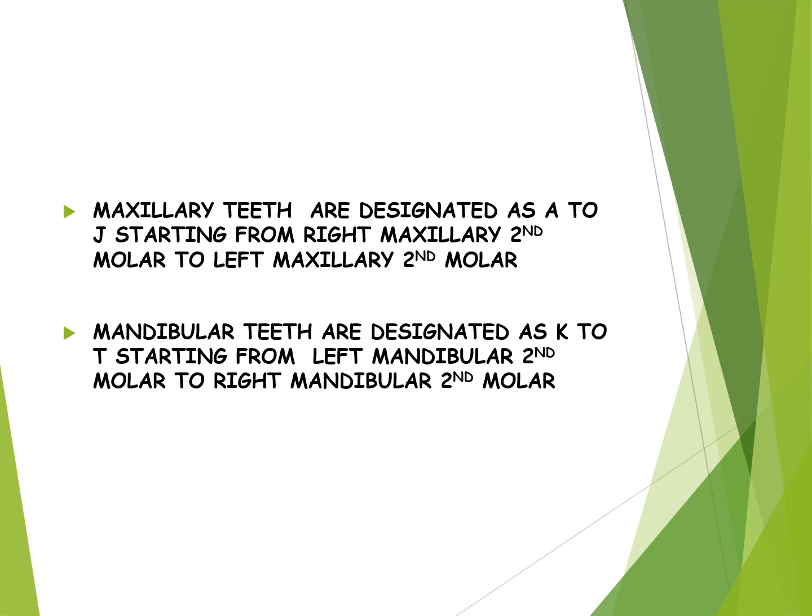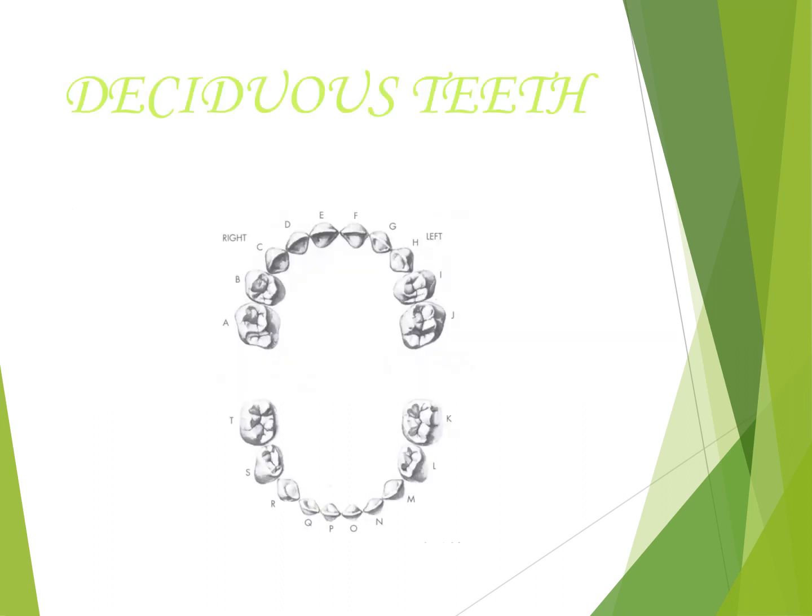And for the mandibular teeth, K is for the left mandibular second molar and it ends with T for the right mandibular second molar. So you're going to start from your right maxillary second molar, proceed, and continue the same way in the left mandibular molar, finishing at the right mandibular second molar. So the beginning point is the right maxillary second molar and the ending point would be your right mandibular second molar. So it goes clockwise.